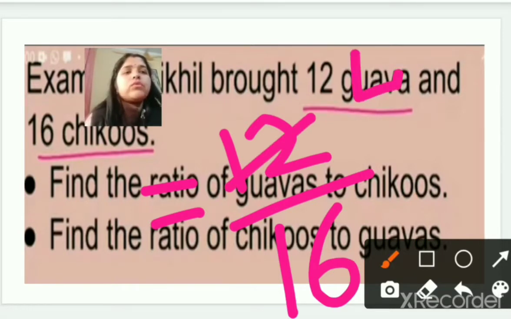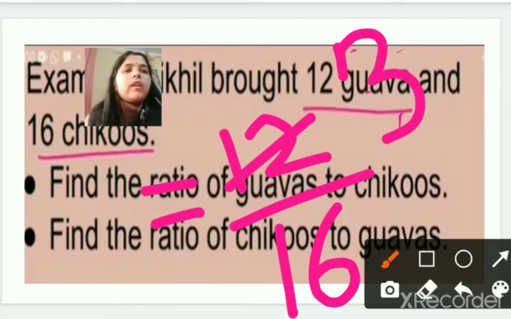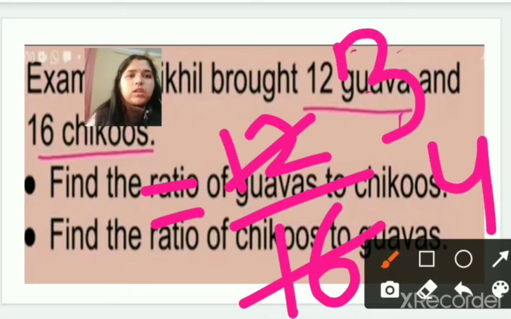Now we will solve it. 3 4s are 12. Is it okay? And 3 5s are 15, so 16 is not coming. So we will not take 3. What will we take? We will take the table in which 12 and 16 both come. That is 4. So 4 3s are 12 and 4 4s are 16. So our answer will be 3 ratio 4 for the first one.